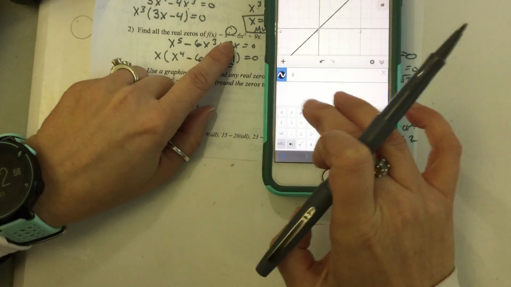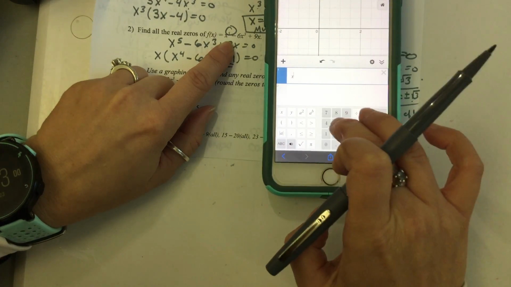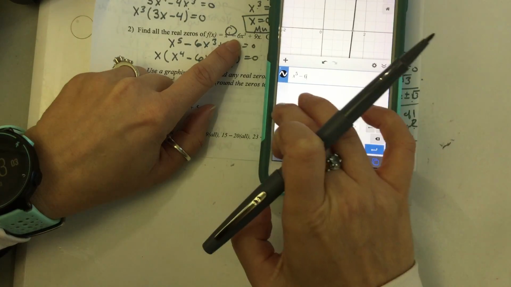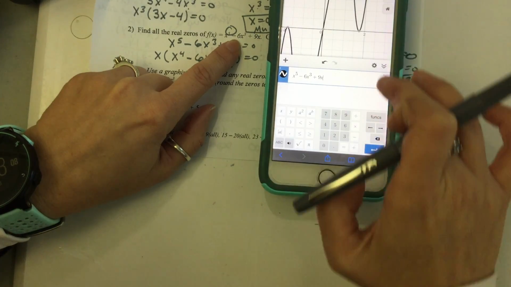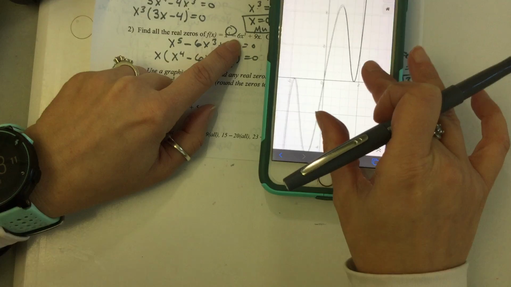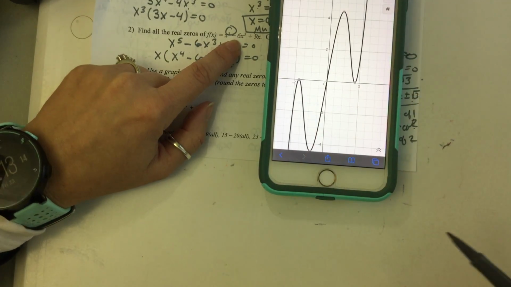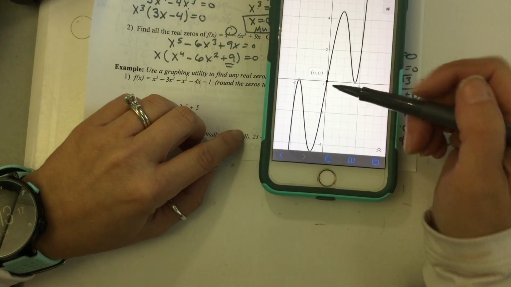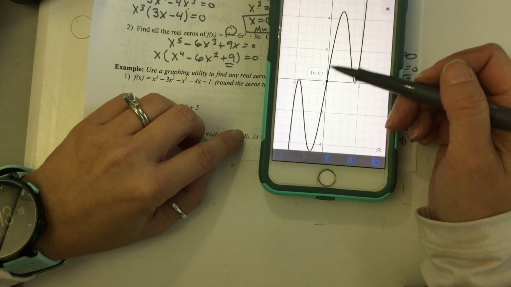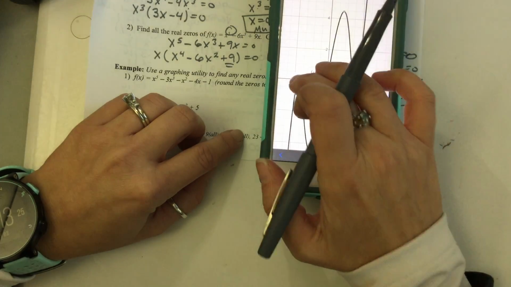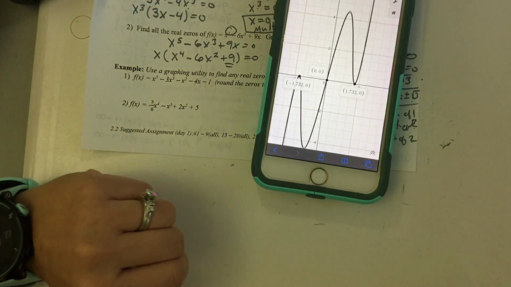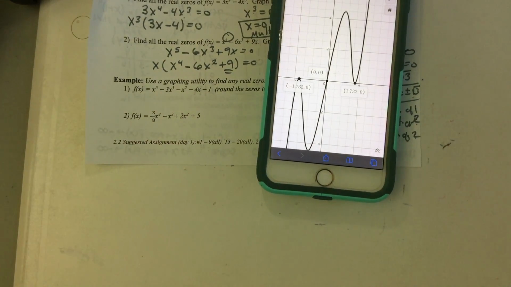So I had x to the power of 5 minus 6x to the power of 3 plus 9x. Whoa, okay, this graph is really cool. Check that out. I love it. So what happens at 0? That was our multiplicity of 1. Notice it stays straight as it crosses through. Here's my 1.7, multiplicity of 2, so it bounces. Here's my negative 1.7, multiplicity of 2, so it bounces. So the number of times an answer occurs determines what happens at the x-axis at that zero.